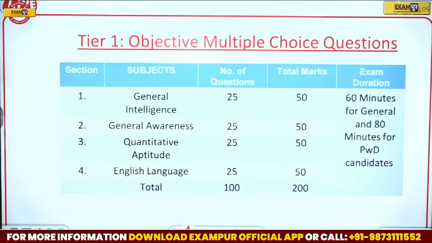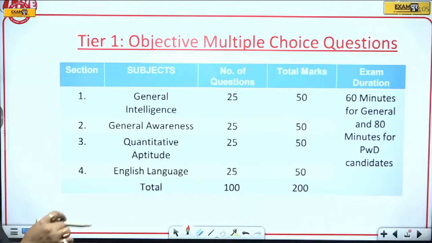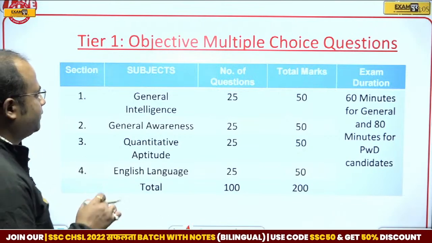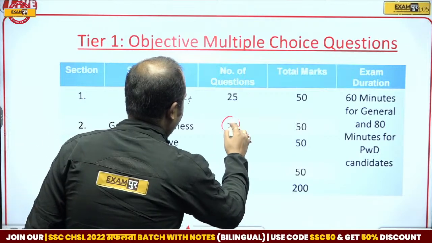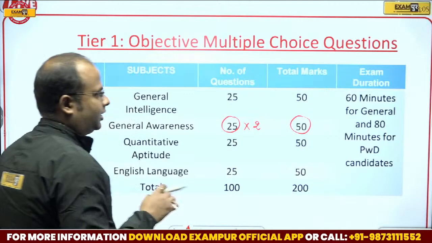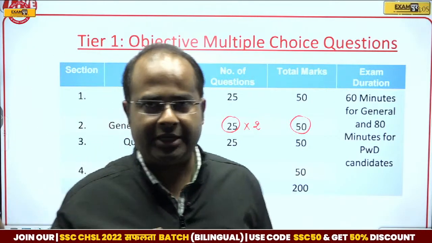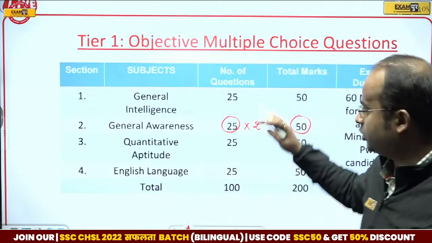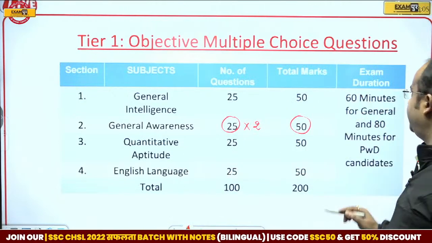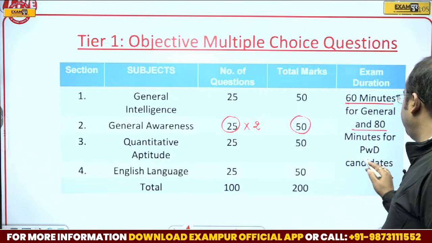Guys, in the tier 1 examination altogether, as you all know, we have 4 sections, 25 marks each, and general awareness is of 25 questions and every question will have 2 marks, so in total you have 50 marks for general awareness. And what is the overall time? The overall time for the paper is 60 minutes for the general category students and 80 minutes for PWD.